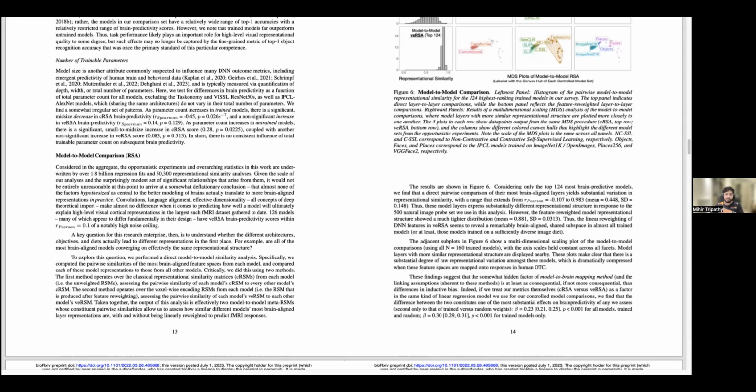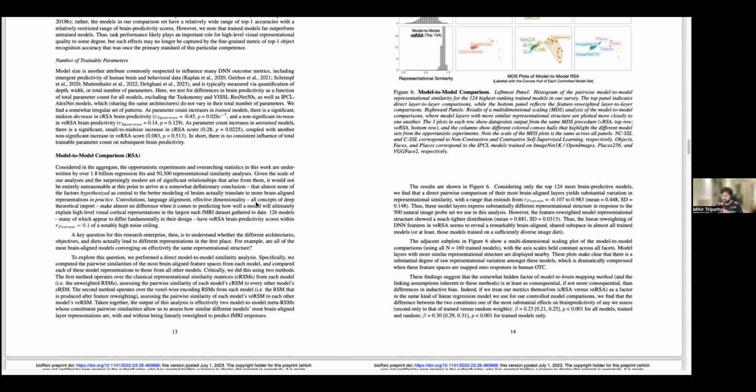Basically, when they compared the most brain-aligned layers of the top 124 brain predictive models, there was a vast variety of similarity between these models. Even though these models were, let's say, from CNNs to transformers, they were getting at the same representation space, even though they had a very different architecture.